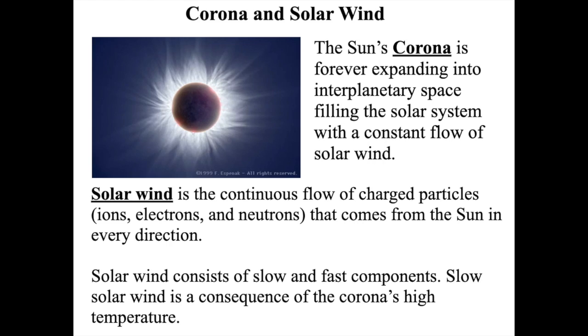And the sun's corona is believed to be forever expanding, filling the solar system with a constant flow of solar wind. And solar wind is the continuous flow of charged particles, ions, electrons, neutrons, that comes from the sun in every direction.